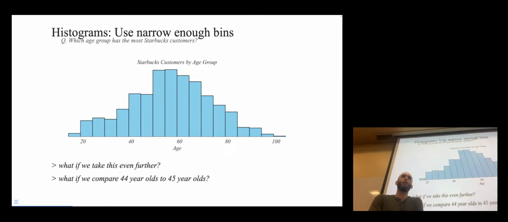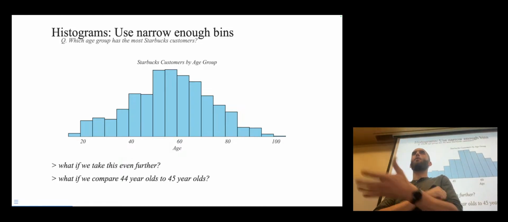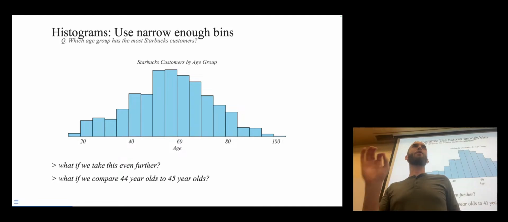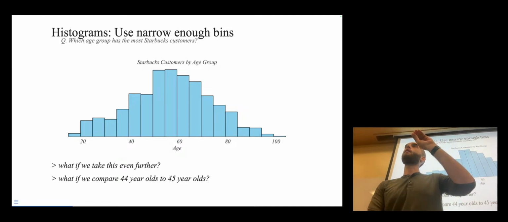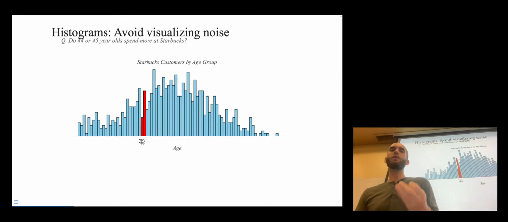What if we wanted to take this further? Let's say I want to look at the difference between 44-year-olds and 45-year-olds. How many of you think we could take this down to 1-year intervals? Hands for yes? Hands for no? Okay, the answer is yes, we can do it. I'm going to show you what that figure looks like. What if we want to distinguish between the coffee consumption at Starbucks of 44-year-olds and 45-year-olds? And it looks like this.